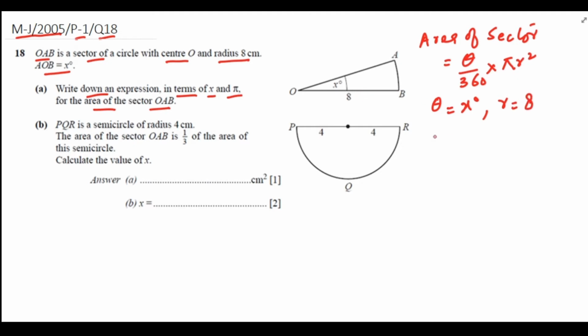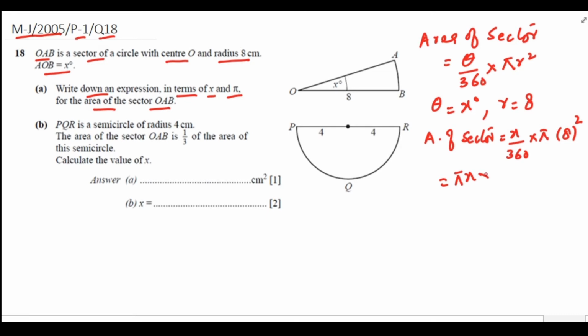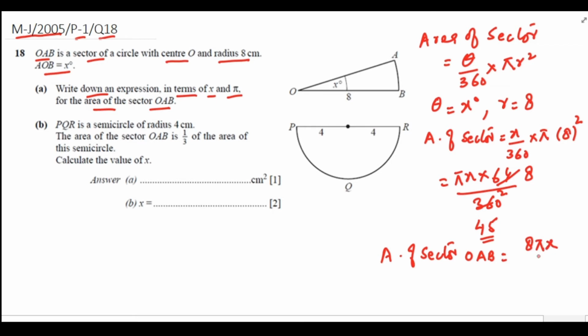So putting these values in the formula, area of sector is equal to x upon 360 multiplied by pi into 8 whole square. This is equal to x pi into 64 upon 360. Now cancel out 64 by 360. We get area of sector OAB is equal to 8 pi x upon 45, which is the answer of part A.